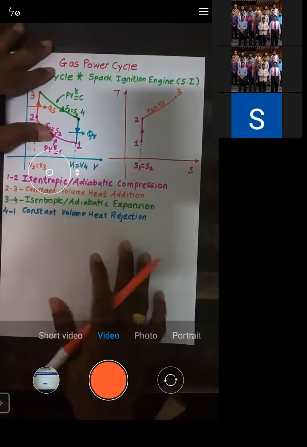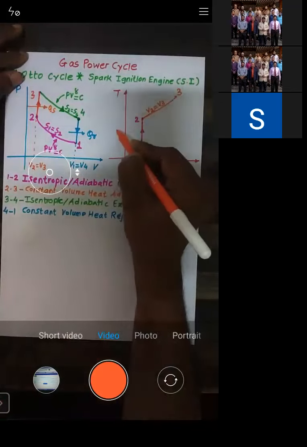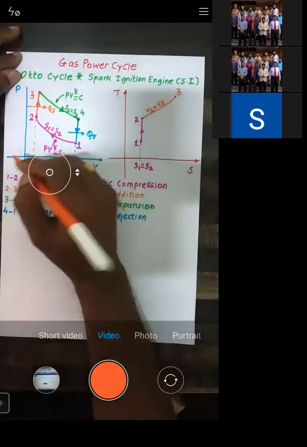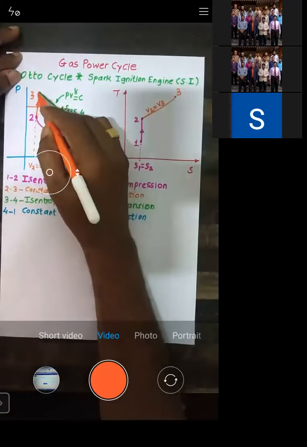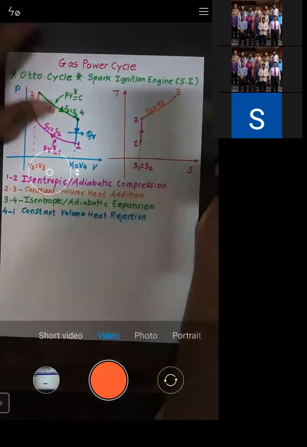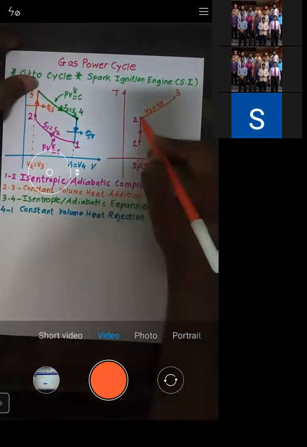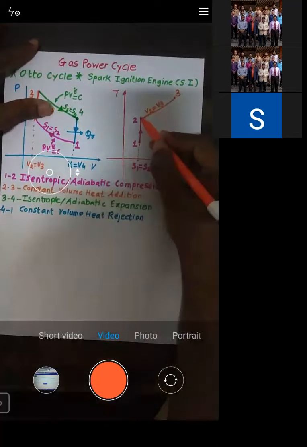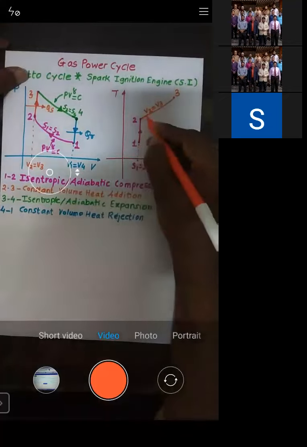There is one more possibility, that from point number 2 you might go on the left hand side. But I'm not going on the left hand side. The reason is during 2 to 3, by keeping the volume constant, we are adding heat. When we add heat, temperature will increase and entropy will also increase. So when I move on the right hand side, temperature also increases and entropy also increases. That is the reason why I'm moving on the right hand side.